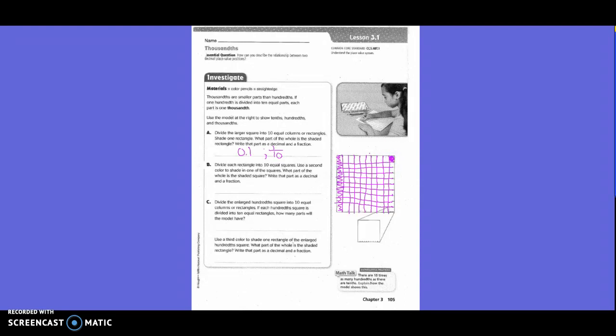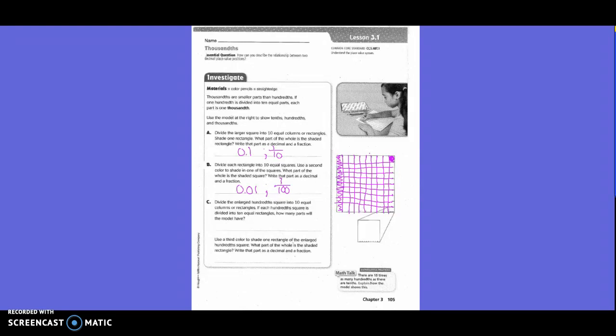So if we shaded in one of those little pieces, how many total pieces do we have now? No, 100. We have 100 total pieces, right? And we shaded in how many? 1. So to write that as a decimal, do we have a whole? No. So we put 0 point. Do I have anything to put into my 10th spot? So no, so I put 0, and then I put a 1. So I have 100. Then it says divide this large 100 square into 10 columns.